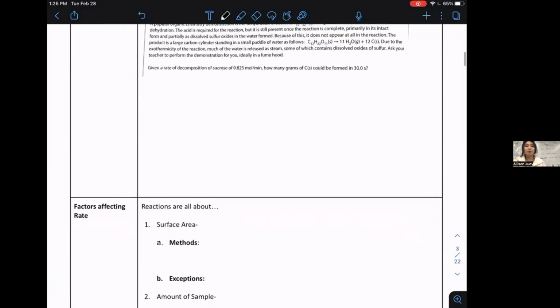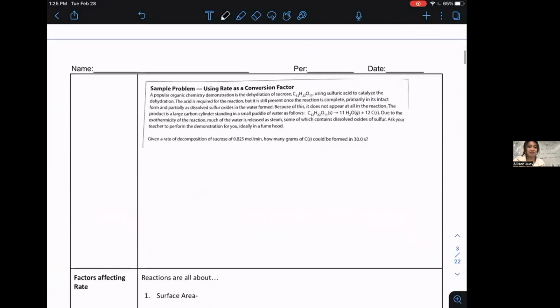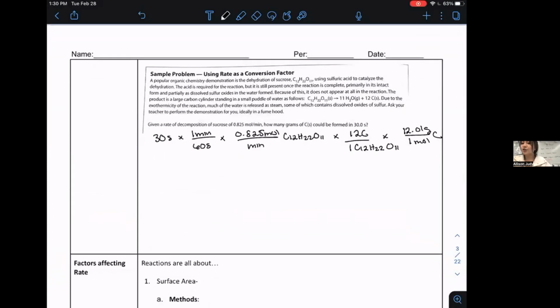Try the sample problem, the next one on the next page. Okay, hopefully you got this outline of the dimensional analysis process. You were given a certain amount of time. You know that your rate is in moles per minute, so you want to convert your time to minutes. You then use your derived unit, the average rate, to estimate the amount of moles of sucrose consumed. Then you use your molar ratio, your stoichiometry, to predict, given that amount of consumption, how much carbon you can produce. Then you convert the moles of carbon produced to grams.